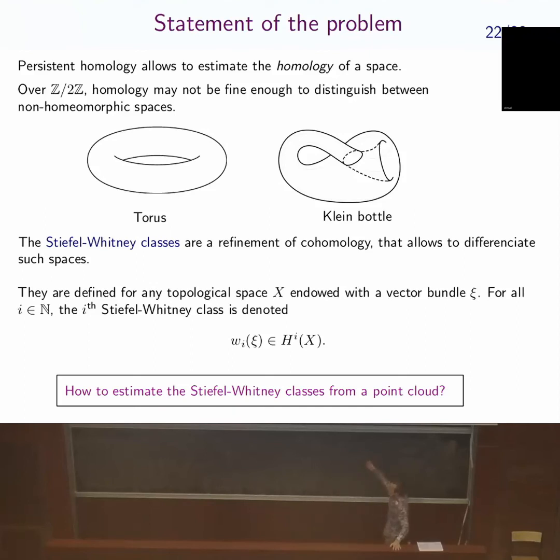The Stiefel-Whitney classes, in general, are defined for any topological space X endowed with a vector bundle structure. So for every integer i, we have the ith Stiefel-Whitney class, and this is an element of the ith cohomology group of X. It is denoted w_i of ξ, where ξ is a vector bundle. And a natural problem is, can I estimate the Stiefel-Whitney classes of my vector bundle from a sample of it?